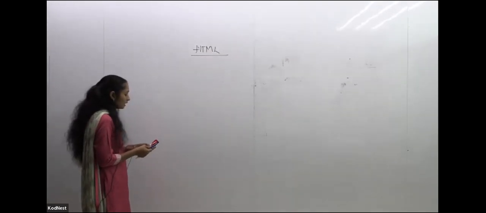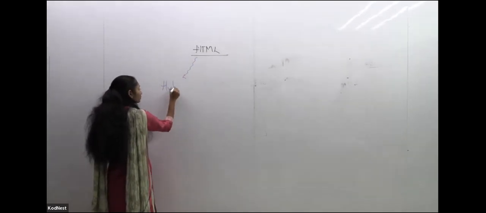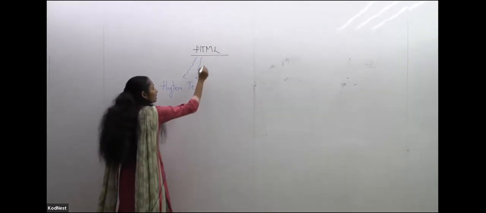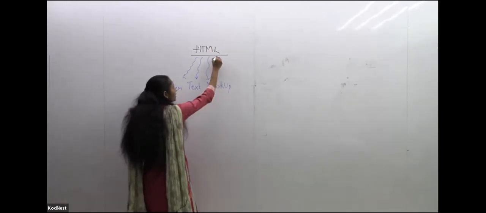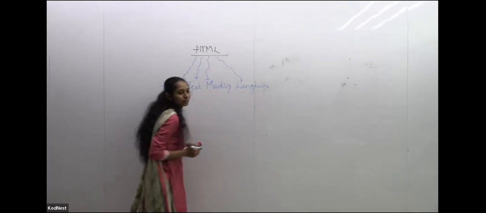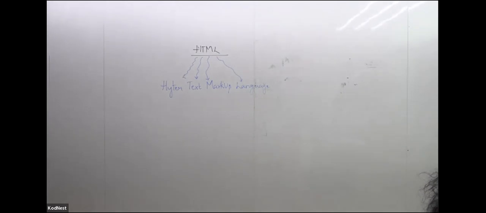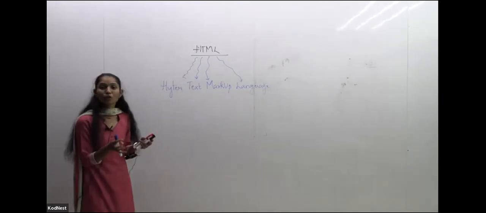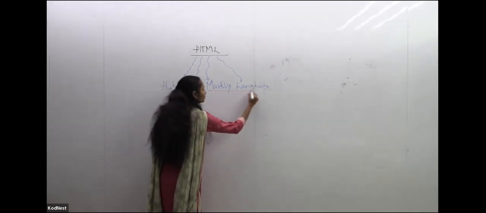Now here, this HTML: this H stands for hyper, this T stands for text, this M stands for markup, and this L stands for language. Hope it is visible properly. So this is the full form of your HTML.